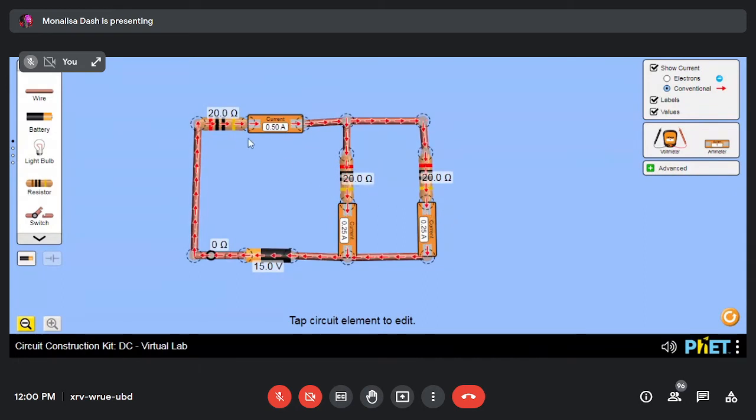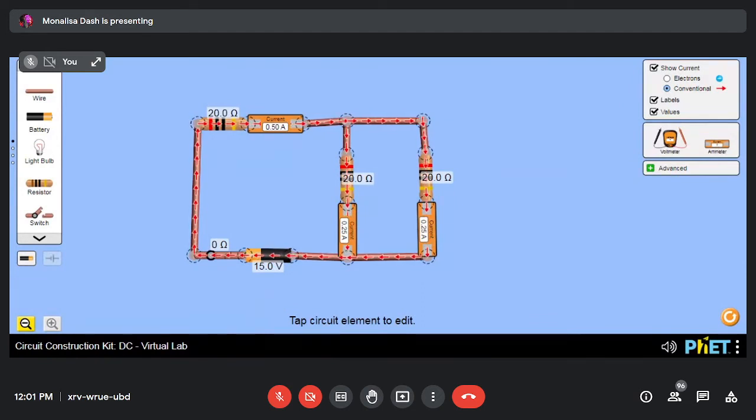So here you see 0.5. Here 0.25, 0.25. The summation is 0.5. Ma'am already told that in the video there are some errors, but here there is no error because we are doing virtual mode, so no instrument error. Is it clear or any doubt? Yes, ma'am, clear.